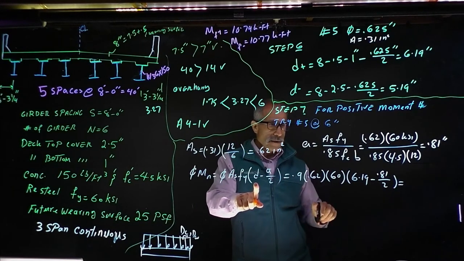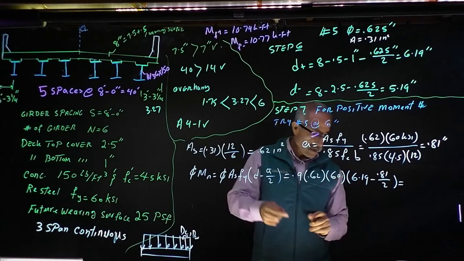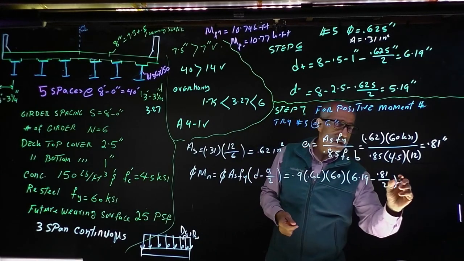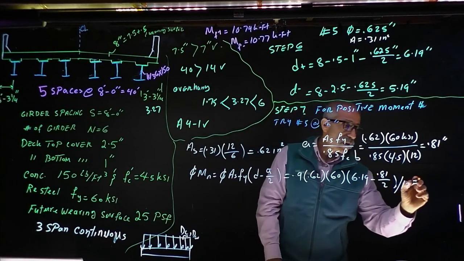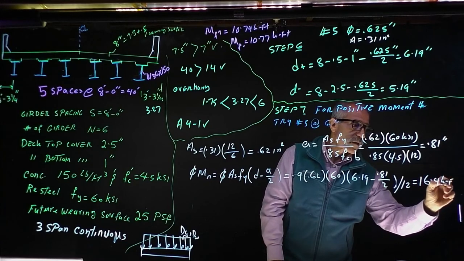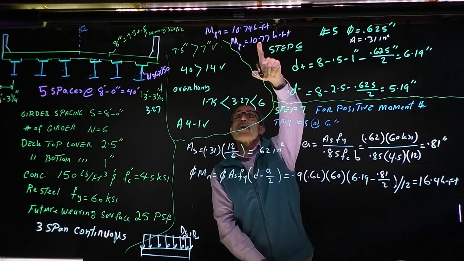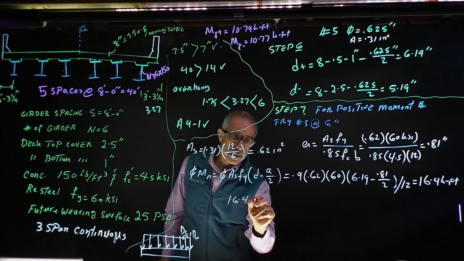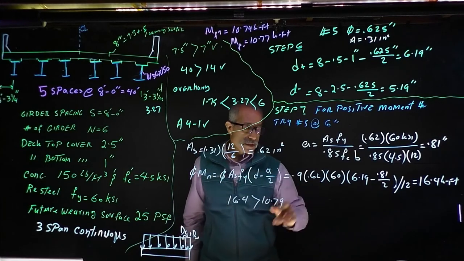So we got ksi, inch, inch. All right, let's divide it by 12 to make it foot, because I have kip foot over there. Divide by 12, and that's going to come out to 16.4 kip foot. And that, for positive moment, compares to 10.79. So 16.4 kip foot is way more than 10.79. It's kind of overkill here. We have to reduce this a little bit.